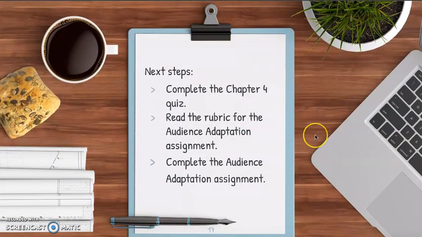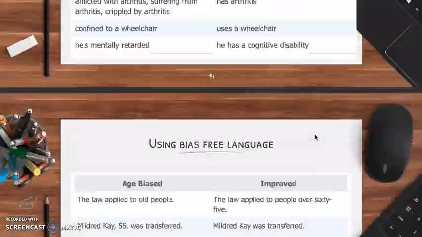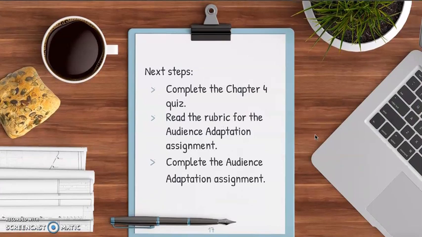Okay, so now that we've gone through all of these techniques, you've kind of seen some examples. I do recommend, if you need to, go back through the PDF version of these slides or back through the latter half of chapter 4 and look back through these examples and then complete the chapter 4 quiz. This quiz isn't timed, so you can go back and look at these slides, look at the textbook if you need to. And then after you do that, you need to read the rubric for the audience adaptation assignment and then just complete that assignment.